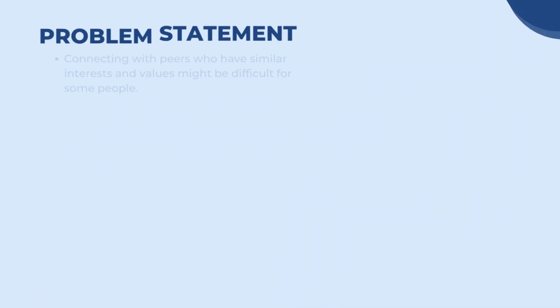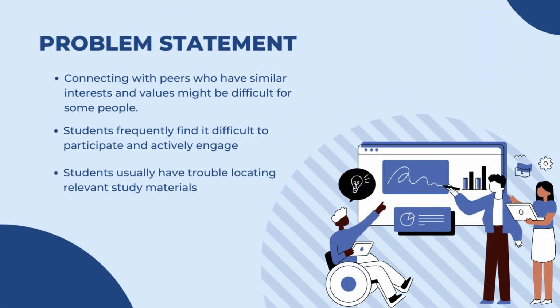For the first problem statement, connecting with peers who have similar interests and values might be difficult for some people, which makes it more difficult to build deep connection and work together. Second, during study group, students frequently find it difficult to participate and actively engage, and there are currently no features on Zoom that are expressly made for study group dynamics, which could encourage them to participate more.